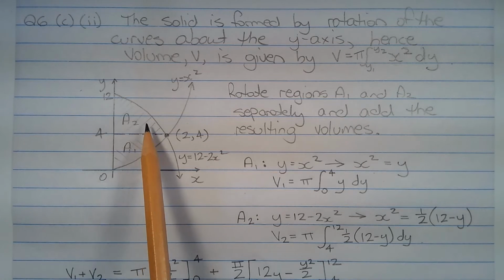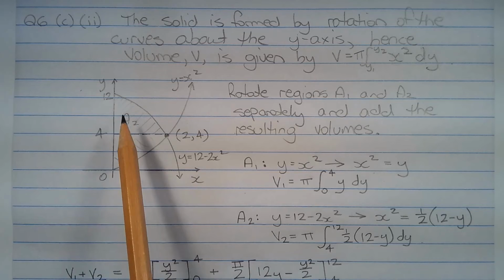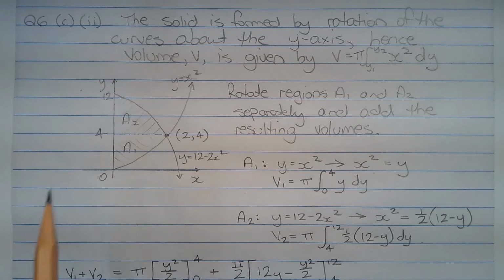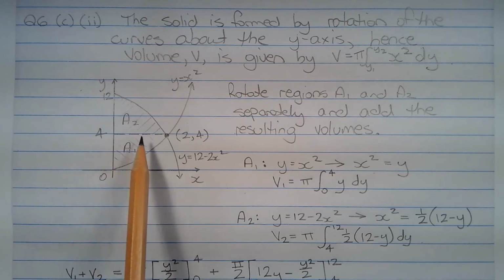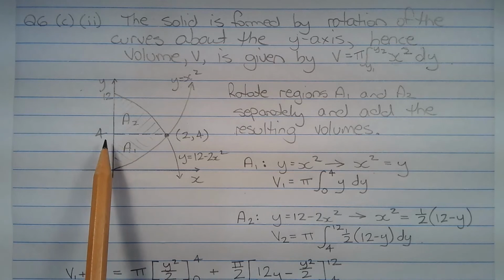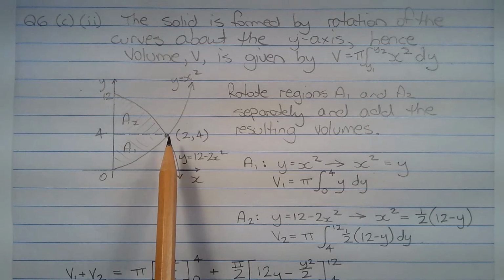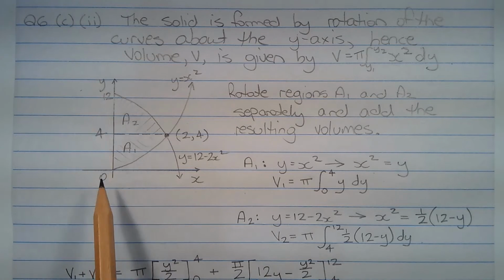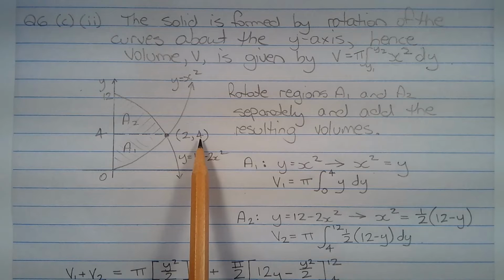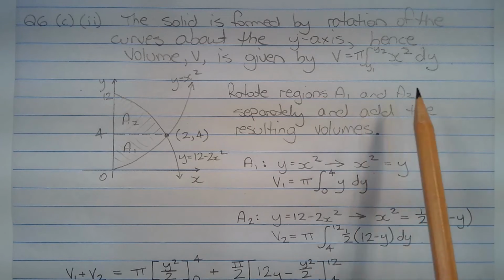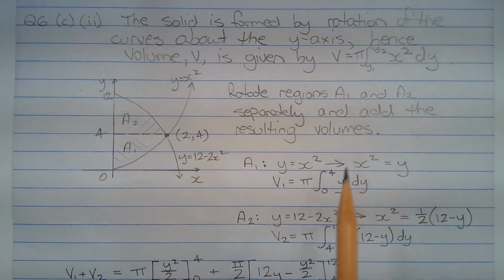The strategy is to split the region to be rotated into two parts, A1 and A2. There's a common boundary between the two regions, which is the line y equals 4. And this comes from the point of intersection that was found in part 1. And because we're integrating with respect to the y-axis, y equals 4 is the common boundary. So we don't use this value here. Now we're going to rotate regions A1 and A2 separately and add the resulting volumes.